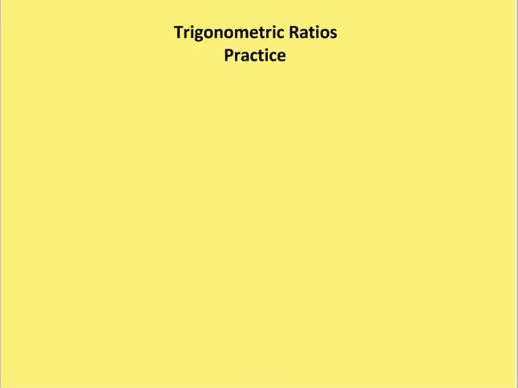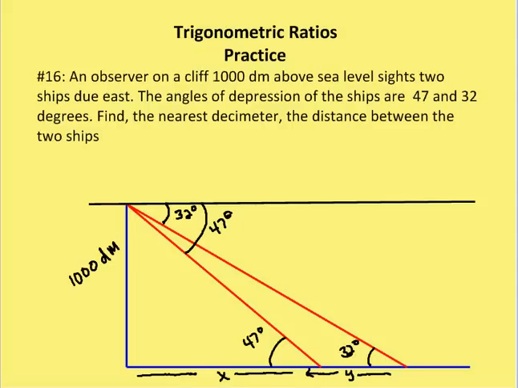In this edition of Aughton Math, we have three problems to work on that involve the use of trig ratios. All right, so let's take a look at the first one. We have an observer on a cliff, 100 decimeters above sea level, and that person sights two ships due east. The angles of depression of the ships are 47 degrees and 32 degrees respectively. I'm going to find, to the nearest decimeter, the distance between the two ships.